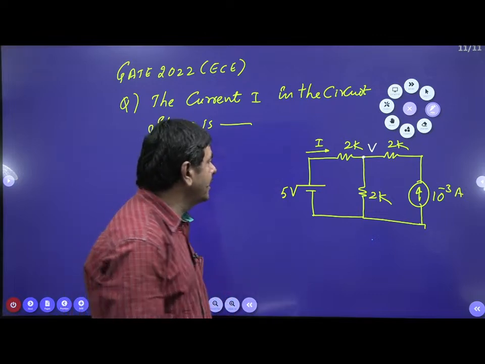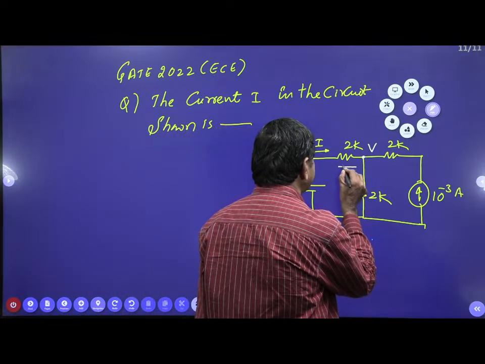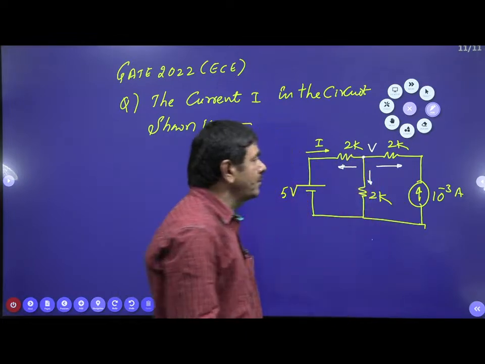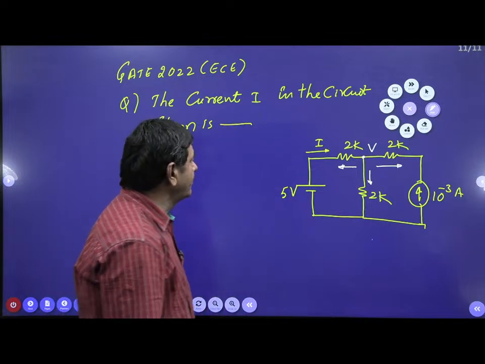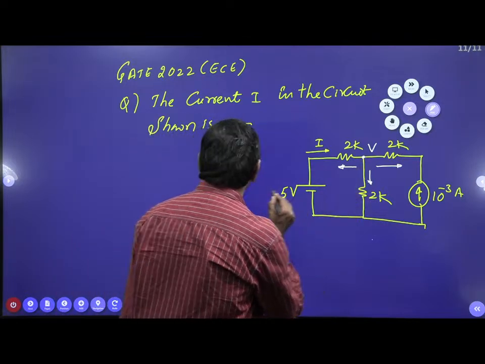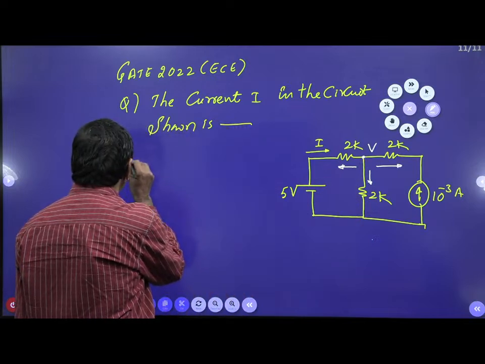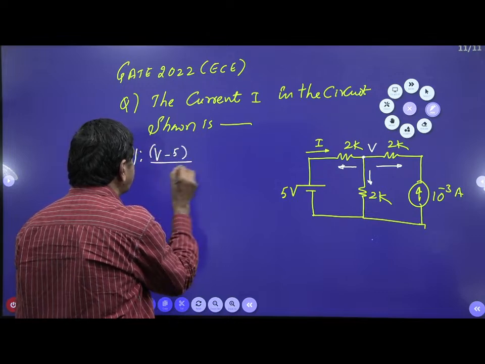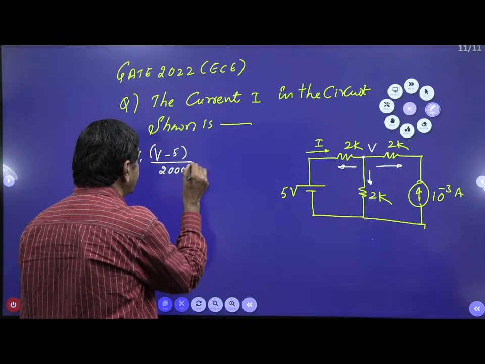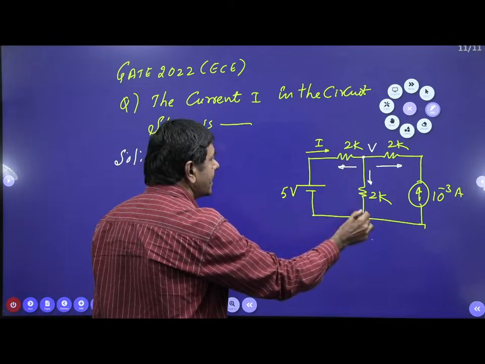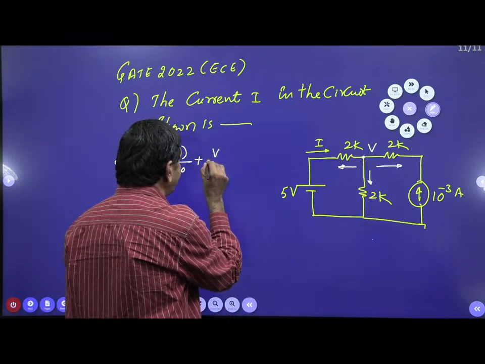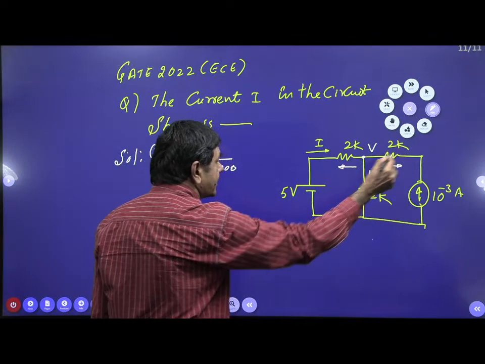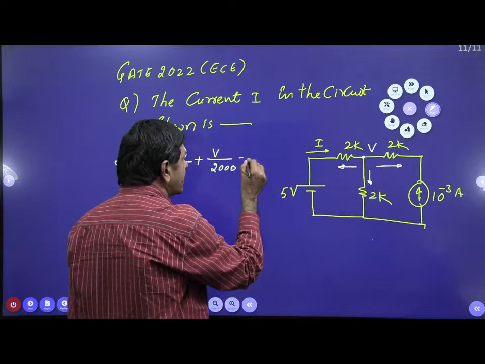But for nodal to be applicable, the current direction is a must. This current plus this current plus this current equal to 0. I can form the nodal equation. V minus 5 by 2K, 2K is nothing but 2000, I will put directly. Plus this current is nothing but V by 2000. And this current in the reverse direction, 10 power minus 3 means reverse, minus 1 by 1000.